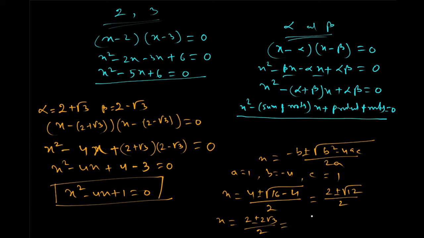Now taking 2 common, it is 2 plus minus root 3 divided by 2, so 2 will be cancelled, so you get 2 plus minus root 3, that is one root is 2 plus root 3 and another is 2 minus root 3. Okay, so given the roots we can directly put in this form and find the equation. Okay, that's all for now.